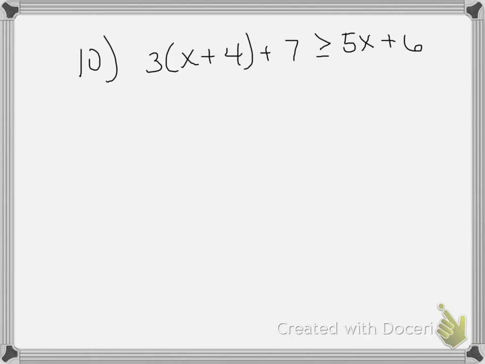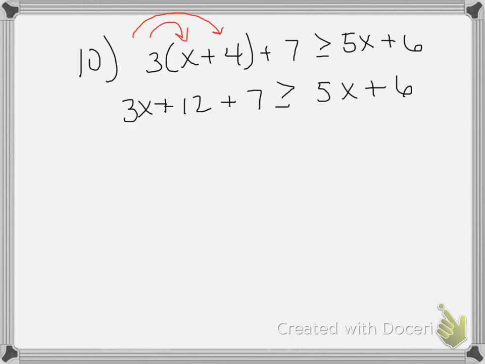Alright, so first thing I'm going to do is distribute. So I'm going to take 3 and multiply it to x, and I should get 3x. Then I'm going to take the 3 and multiply it to the 4. That'll give me 12. I'm not going to distribute the 3 to the 7 because it's not inside the parentheses, so I'm just going to bring it down. That's a greater or equal to symbol, inequality. And we don't have anything but 5x plus 6 on the other side.